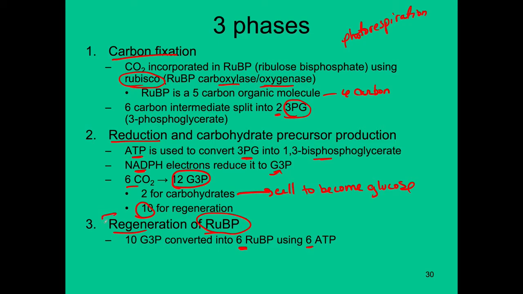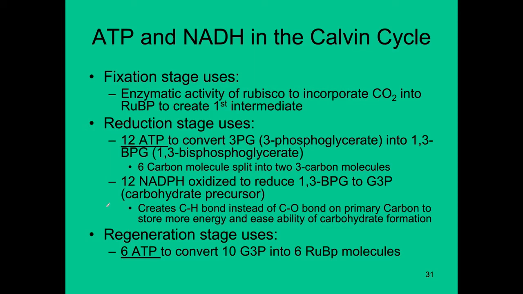This regeneration phase is actually quite large. It's a long process, requires a whole lot of enzymes, a whole lot of energy, and we don't go into a whole lot of detail on that one. So ATP and NADPH, where do these 2 products of the light reaction play a role in this whole Calvin cycle? In the fixation stage, the enzyme activity of Rubisco. So Rubisco is an enzyme. It's one of the few that don't end in -ase. The activity of Rubisco, the incorporation of CO2, creates the very first intermediate. That was that 3PG.